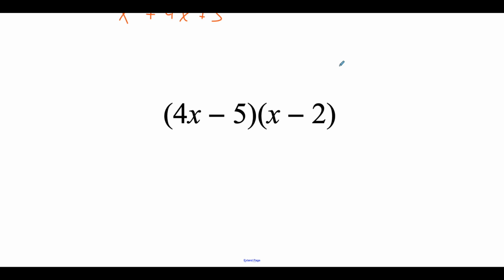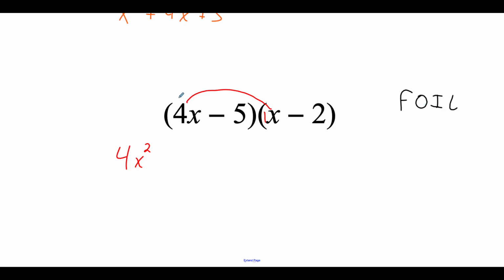Taking a look at this one, we've got 4x minus 5, and we're multiplying by x minus 2. Again, I'm going to write out the FOIL just so I remember to do all of the individual pieces. So the F, I multiply the first things together. So I've got the 4x and the x as the first things. Well, in front of this second x, there's really a 1. So if I take 4 times 1, that's going to give me 4. But then x times x gives me x squared.